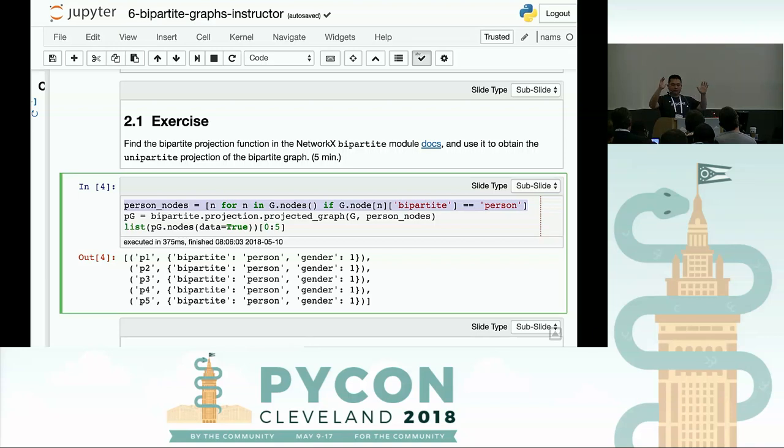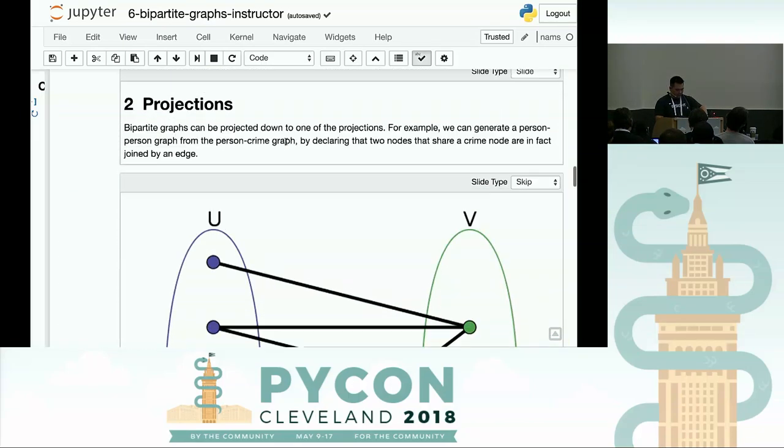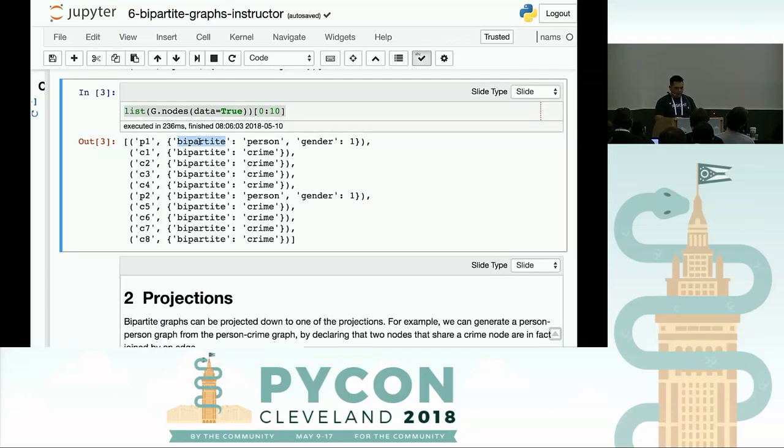If we want the projection of the crime person graph onto the person node set, we need to first get the person nodes out. The way we do it is we get the nodes from the node list, but only if their bipartite partition, their keyword bipartite, is person, right? So if you looked at the data structure back up here, we have the bipartite is person or bipartite is crime. All right, people okay with that?